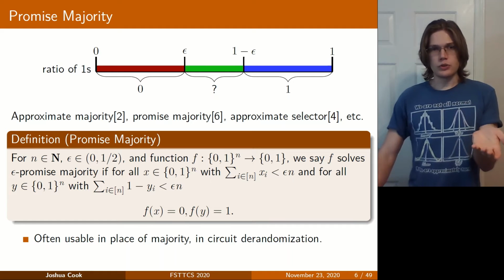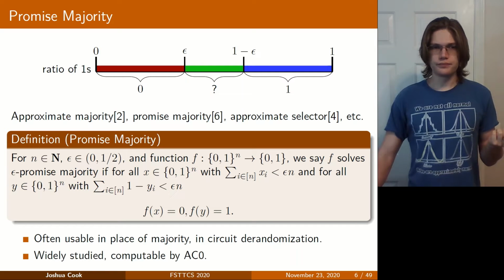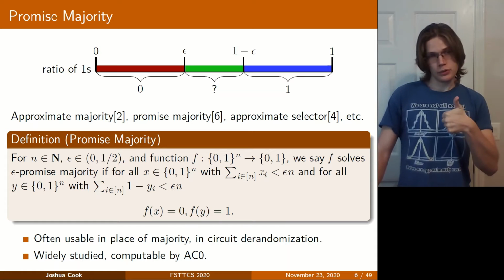Now this is often usable in place of majority. In particular, we can use it in circuit de-randomization. It's widely studied, and this function actually is computable in AC0.